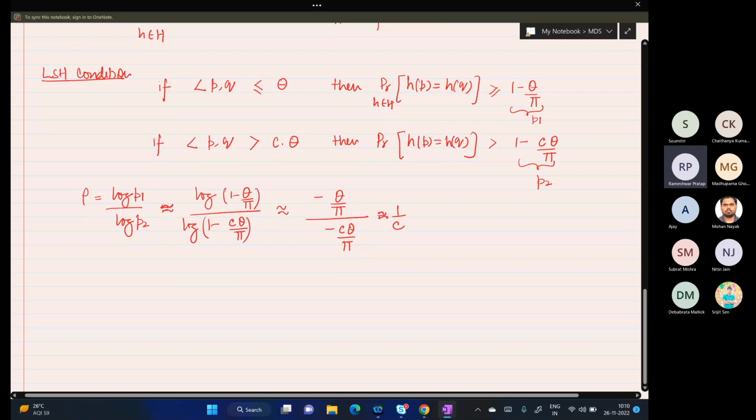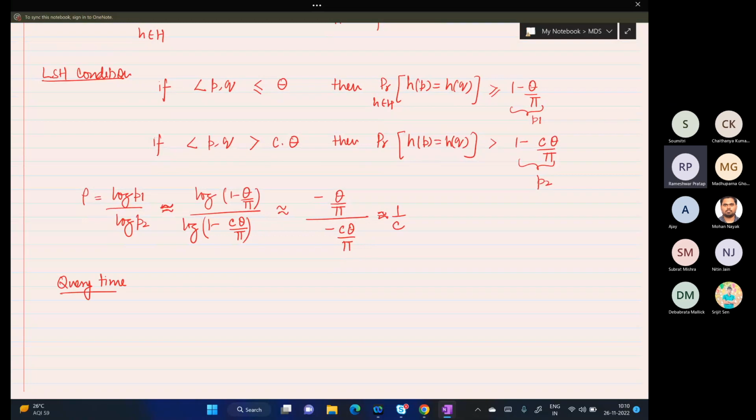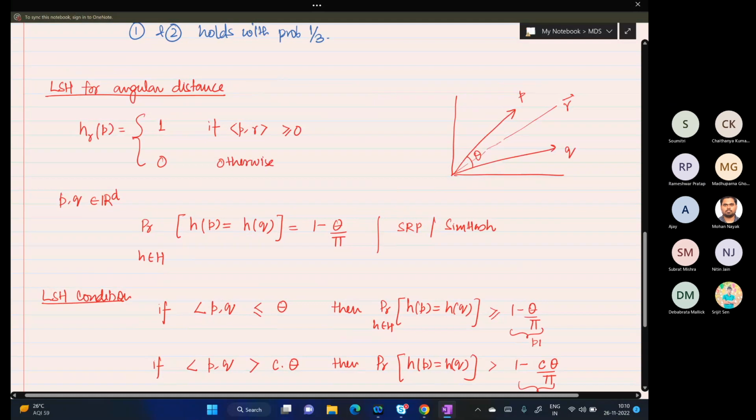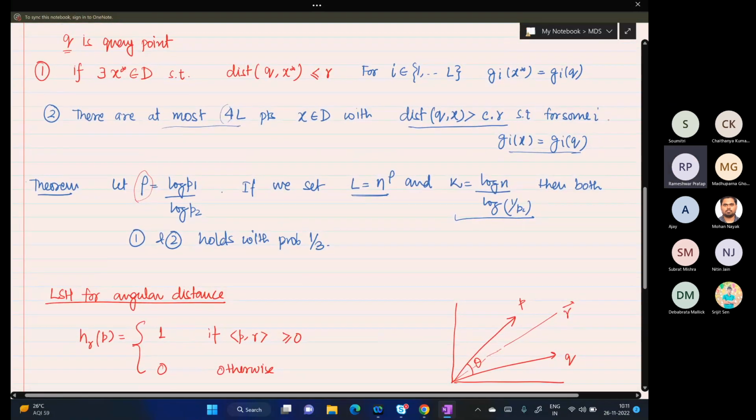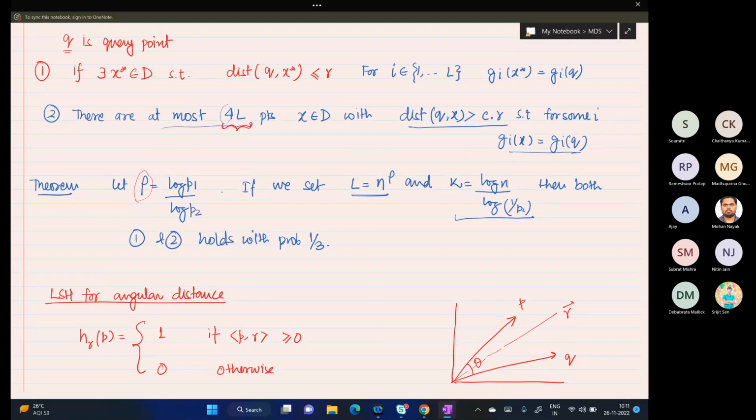Okay. And so what is our query time? So query time is what? For a given query point, how many points do we need to compare? At most 4L, right? So is this point clear to everyone? Just interrupt me if you have any doubts.